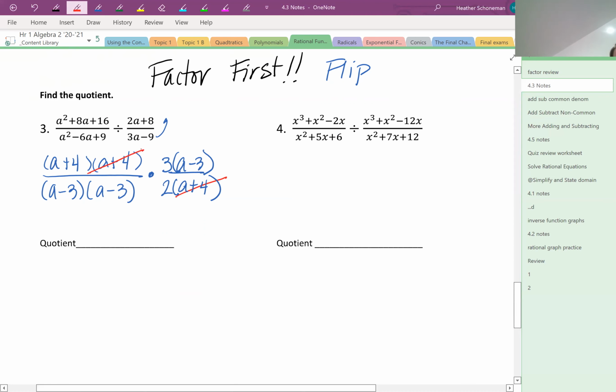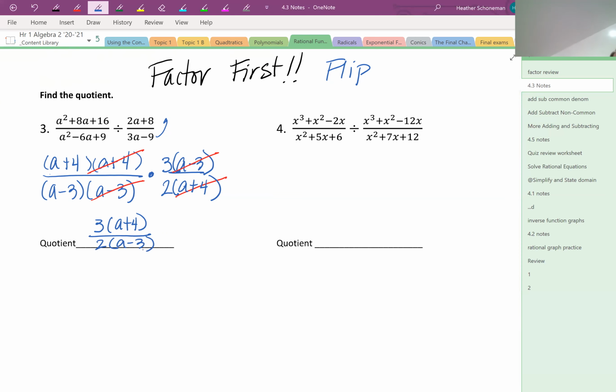I have a plus 4s that cancel, and I can only do 1 for 1. A minus 3s cancel. I can only do 1 for 1. So on the top, I have a 3 and I have an a plus 4. If you have a group and an individual, the individual goes first. So I have 3 times a plus 4. Have to leave the parentheses because there's more than one thing. Over here, I have 2 times a minus 3, and I don't multiply it back out.